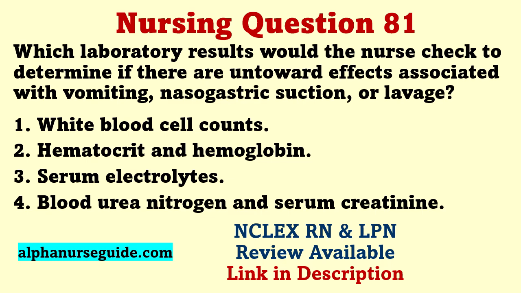Serum electrolytes. Rationale. The nurse monitors all laboratory results, but vomiting, nasogastric suction, and lavage can cause fluid and electrolyte imbalances. Fluid loss can cause hemoconcentration and artificially elevated levels for hematocrit, hemoglobin, and blood urea nitrogen. Blood urea nitrogen is generally more affected by fluid loss than serum creatinine. The WBC count could be elevated because of stress, inflammation, or infection.